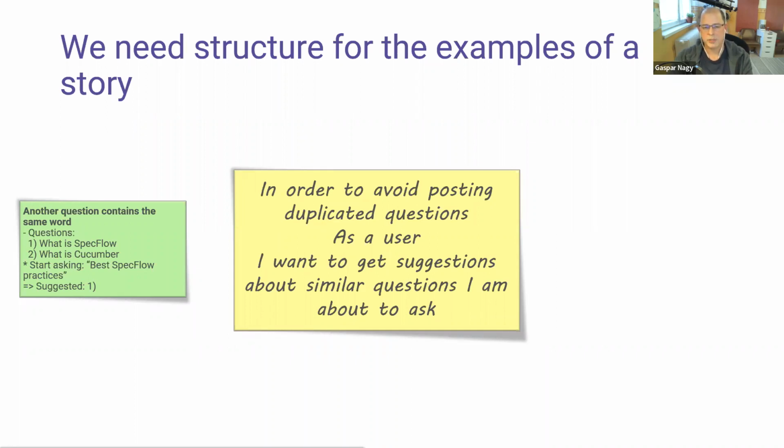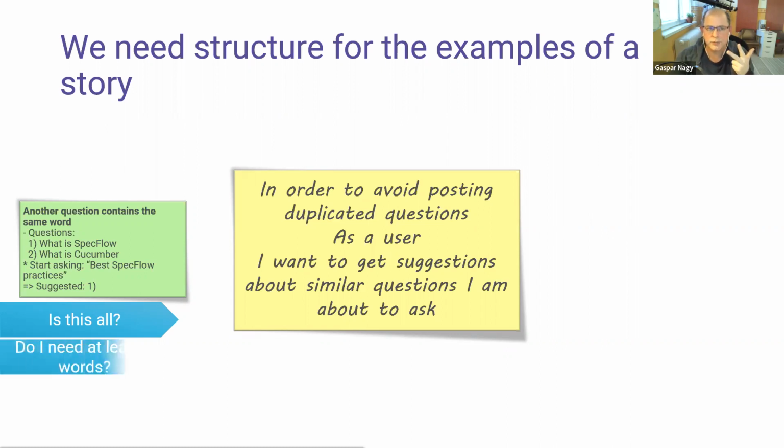But there is a big problem with that: it's very hard to say whether we are ready. Is this all the examples that we need, or do we need to collect more examples? How many do we need? And if you just look at such an example, and maybe you haven't been attending that meeting, it might mislead you. Somebody might look at that and say it looks like they were asking best SpecFlow practices, which is 3 words. Does it mean that it has to have at least 3 words? Or maybe not. Maybe this was just a random text that they have collected.